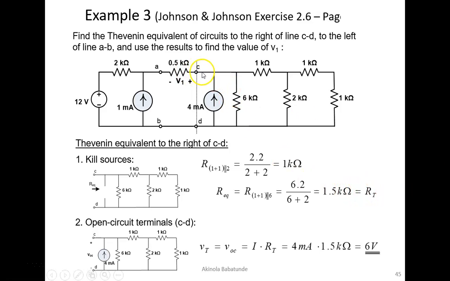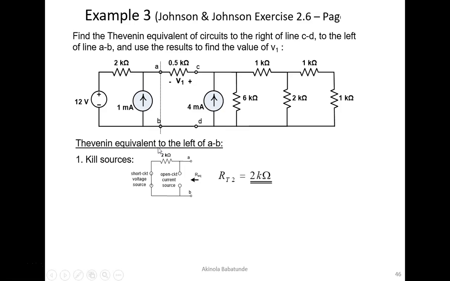So to the right of CD, we just have one resistance, 1 volt, voltage source here, and then we'll move on. That's all. We just have to write that. We have reduced this complex circuit to that small Thevenin circuit. Now to the left of AB, this is what we have.